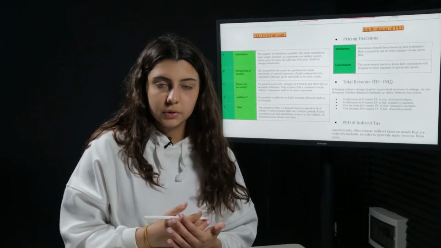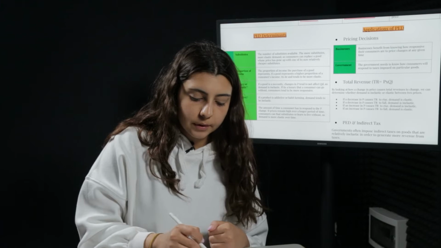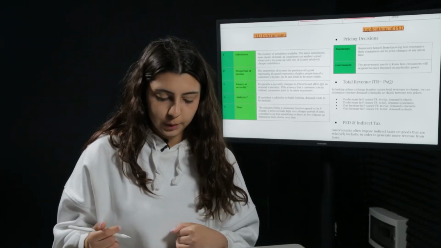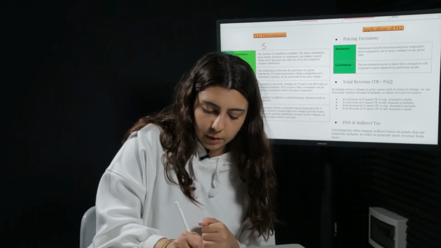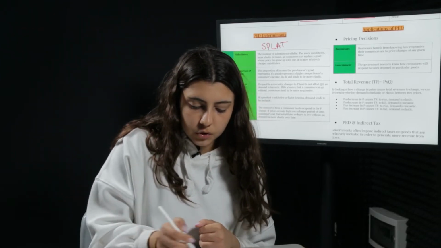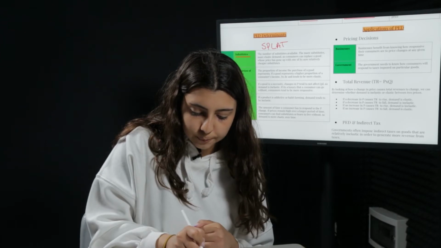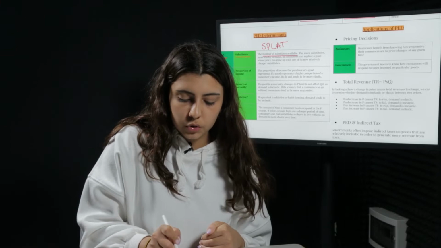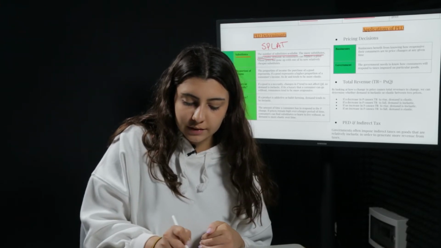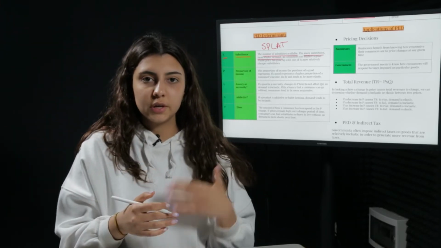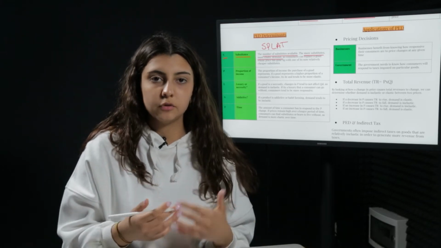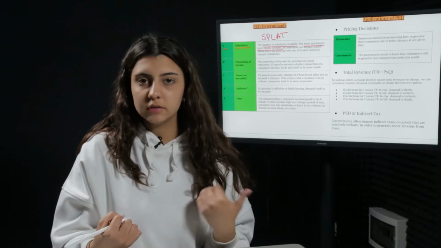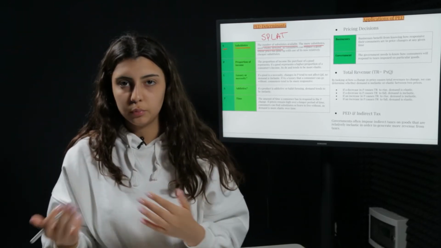So what are the determinants and the applications of PED? There's a little tip to memorize the determinants of PED, and we can do so by memorizing the word SPLAT. So the S refers to substitutes, and the number of substitutes of a good available affects its demand. So the more substitutes there are, the more elastic demand is, because consumers can switch products with ease because there are many substitutes. And vice versa, the same thing happens when a good does not have substitutes, but it makes the good more inelastic.